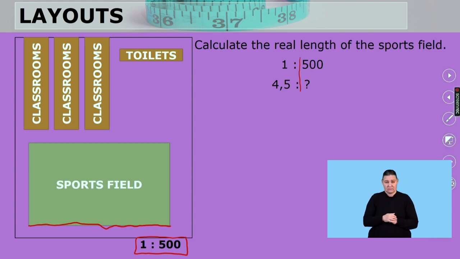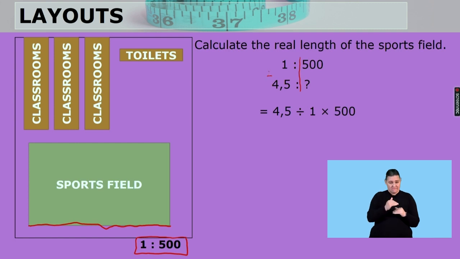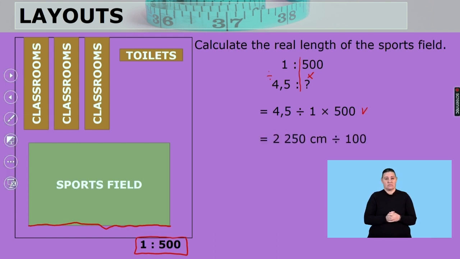So we now go on, to numbers above each other we divide, numbers across from each other we multiply. Perfect. The answer that we output there is 2250 centimeters.